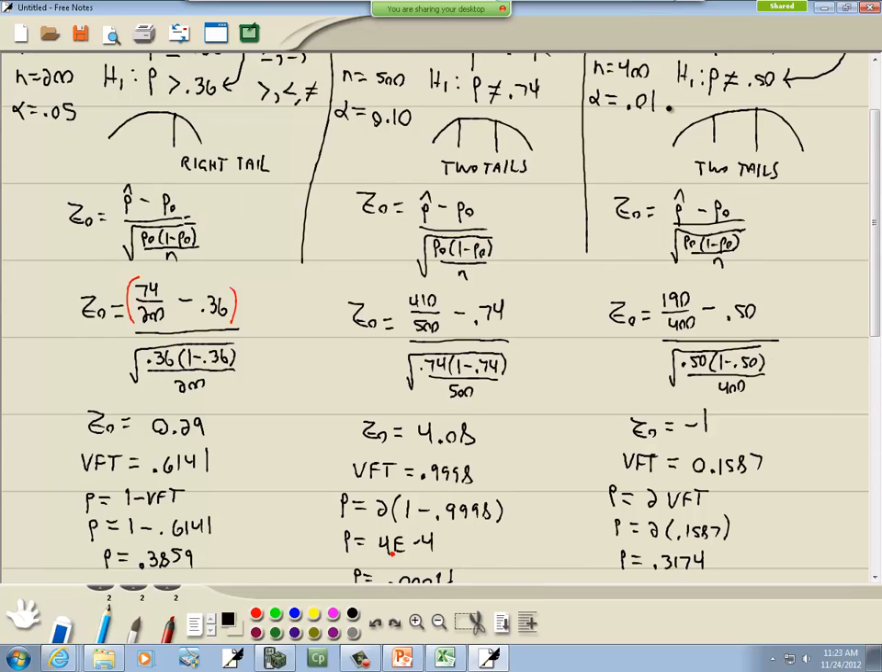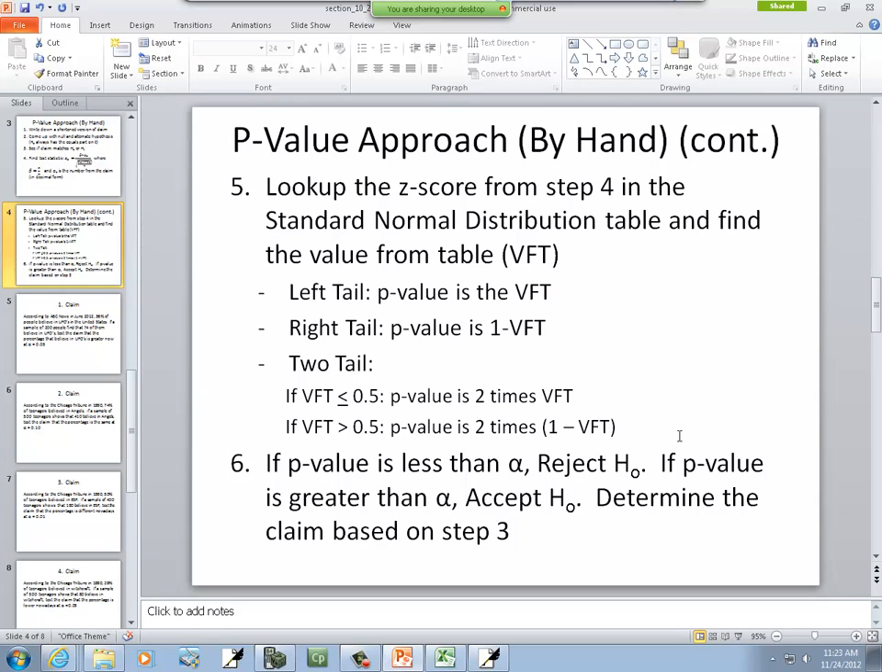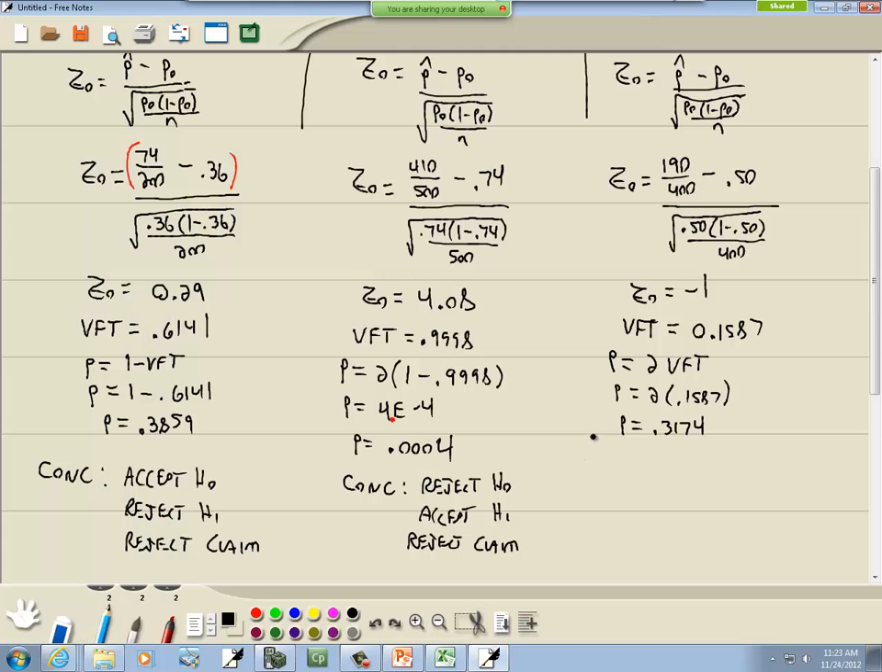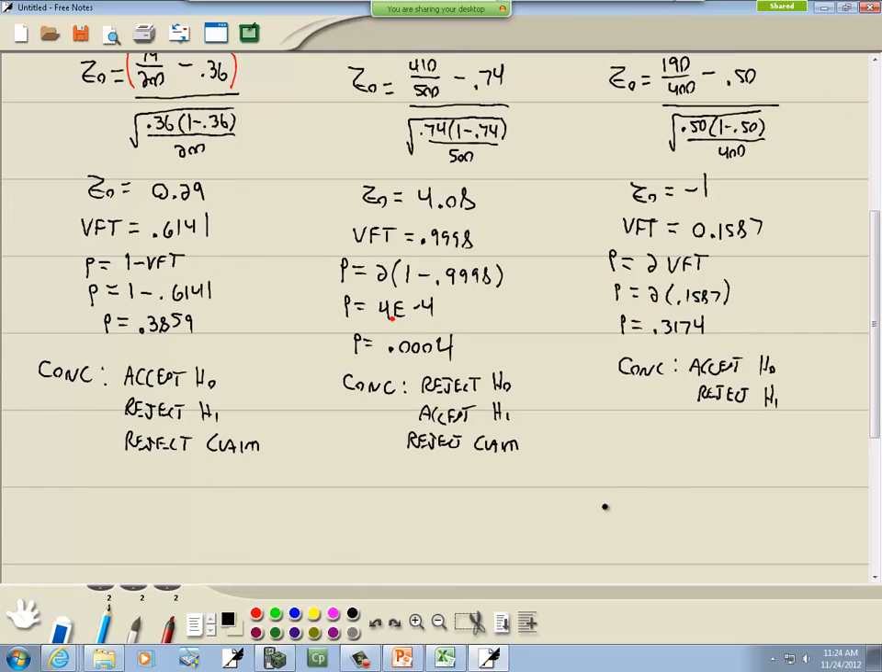Okay. Alpha is 1%, 0.01. So our conclusion: if the p-value is less than alpha, well, it's definitely not less than. So if the p-value is greater than alpha, accept H naught. So our conclusion is, we'll accept H naught, and that means you'll reject H1. And our claim matches H1, so whatever we say about H1 is what we say about our claim. We rejected H1, which means we'll reject our claim.